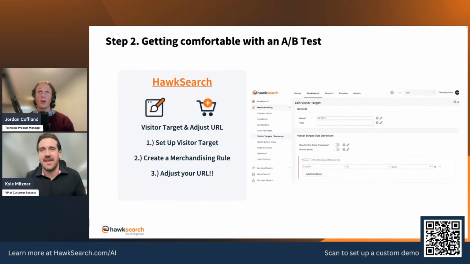Exactly. Now, let's get a little bit more comfortable with recommendation A/B testing. This one we can do without any A/B testing software. It is designed just to get comfortable, as the name implies, with actually experimenting and setting this up inside of HawkSearch. The good news is it is very, very easy. Once you've done this one time, it will be very clear how to continue doing this and to get into more advanced experimentation.